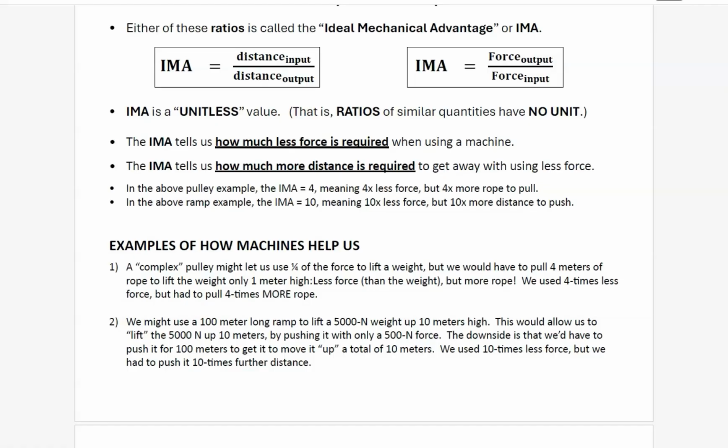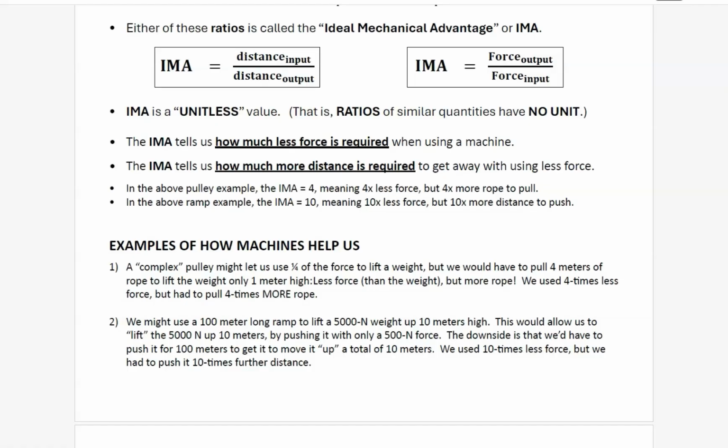Okay, so if this thing weighed 1,000 newtons, you only have to use 1/4 of that force to pull on the pulley. 1/4 of 1,000 newtons would be 250 newtons, but you'd have to pull a lot of rope to get it to go up only a little bit.